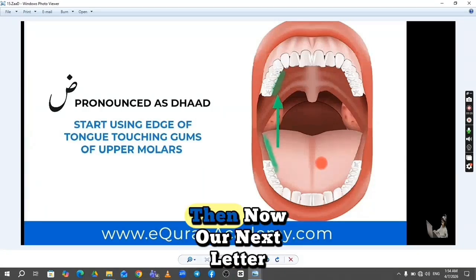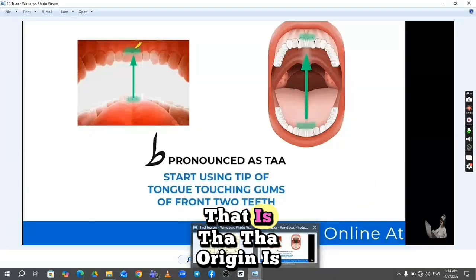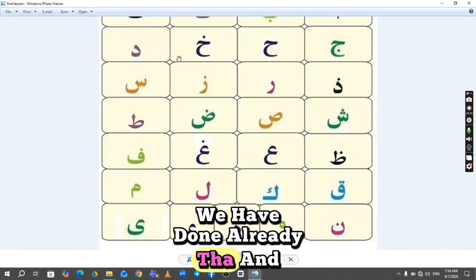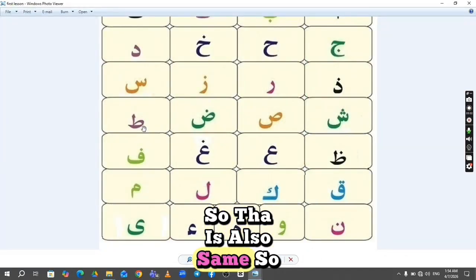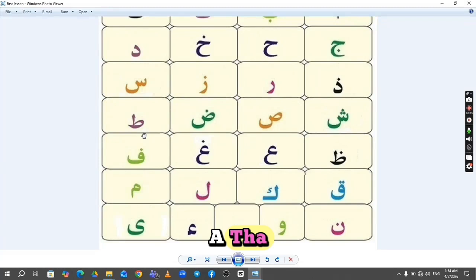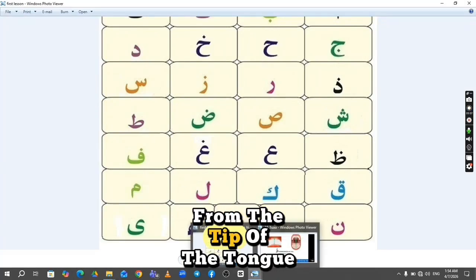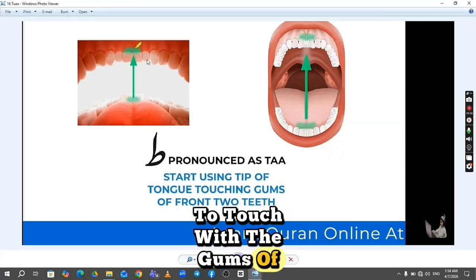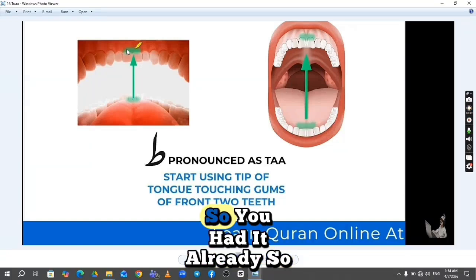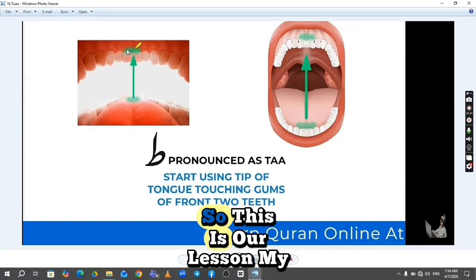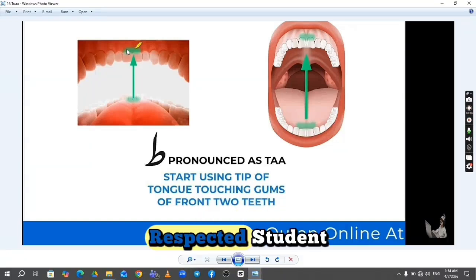Okay, now our next letter, that is Ta. The origin of Ta we have already done with Ta and Dal. Ta is also the same, so we can pronounce it from the tip of the tongue touching the gums of the upper 2 front teeth. Look, it's very easy, you have done it already. Mashallah. So this is our lesson, my respected student.